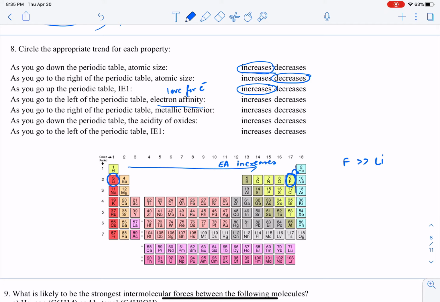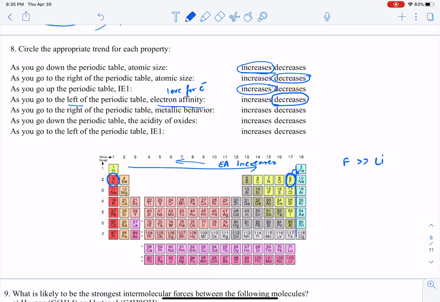Don't get confused with neon here, because neon doesn't want electrons, so its electron affinity is like null, so be careful with that. So you go down or right side, Ea increases, but the question asks as you go to the left, so it's in the opposite direction, that means the Ea decreases, so we'll write decreases.